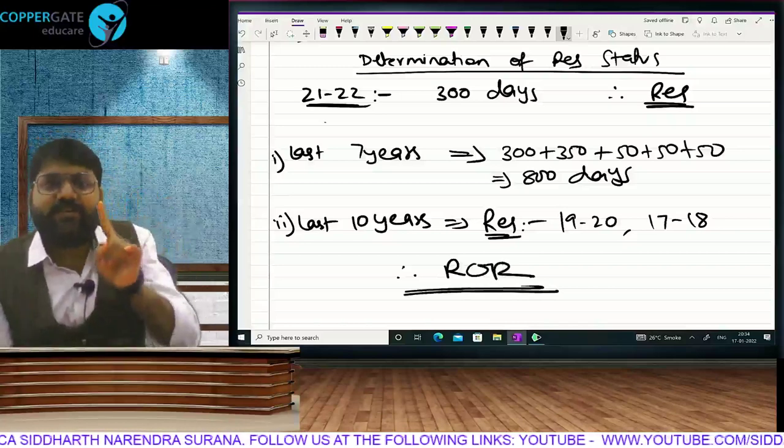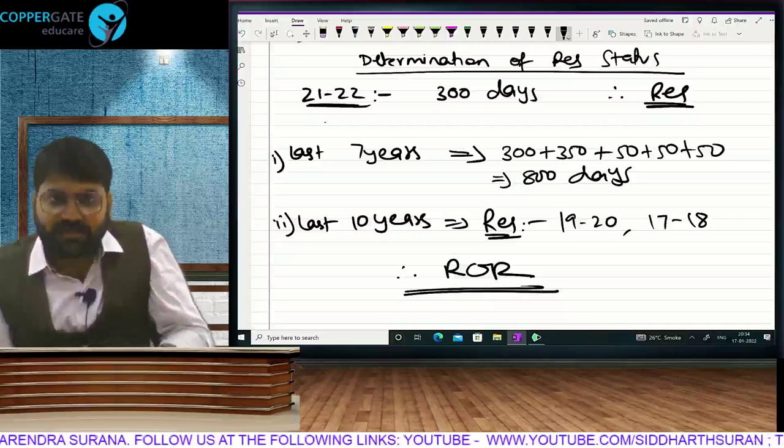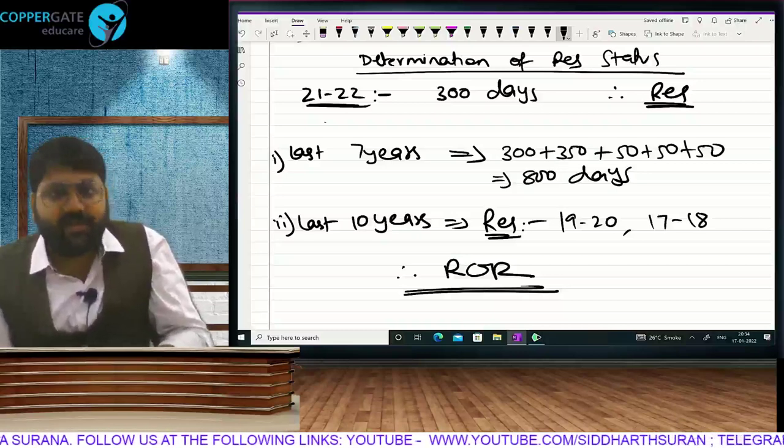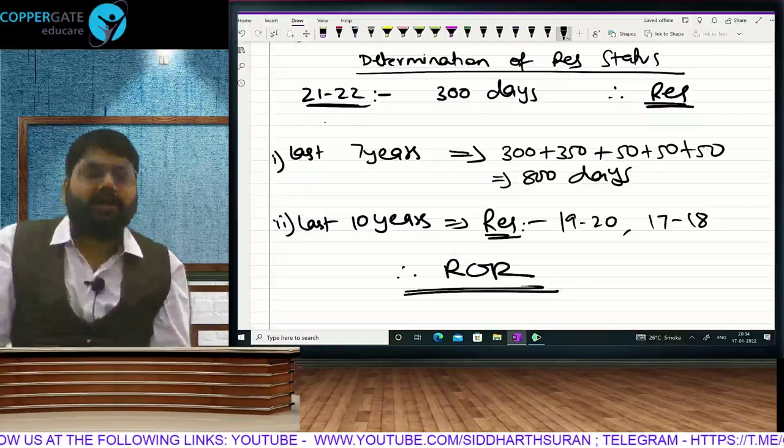Do you realize, once you know the rules, what are the rules? 182, 63, 65, 730, 2 out of 10 years. Once you know the rules, then solving sums is very easy. These sums can come as subjective questions also, or they can come in MCQ.